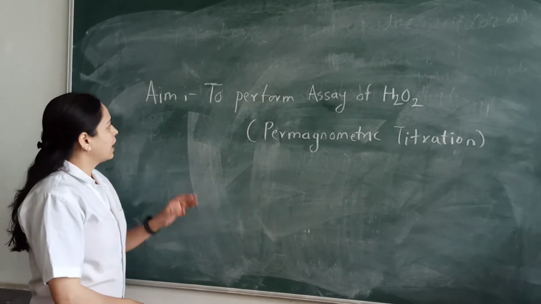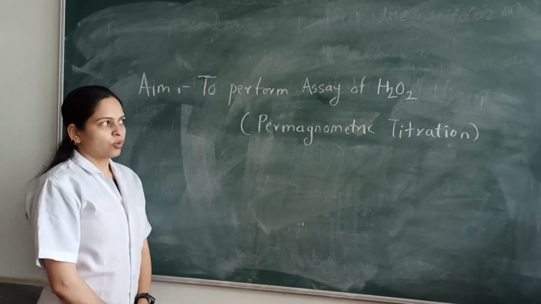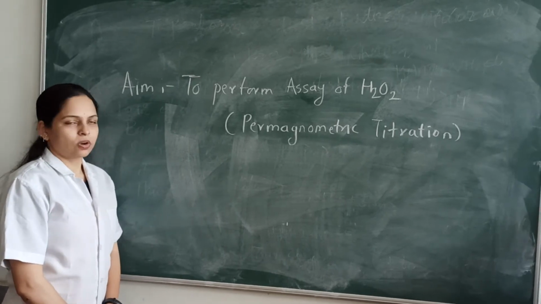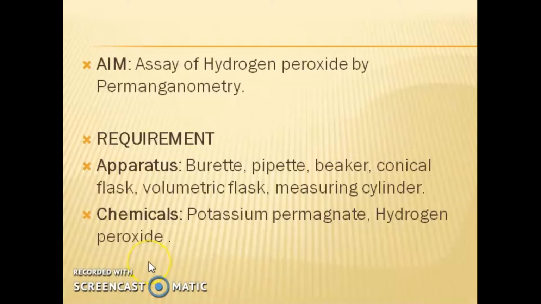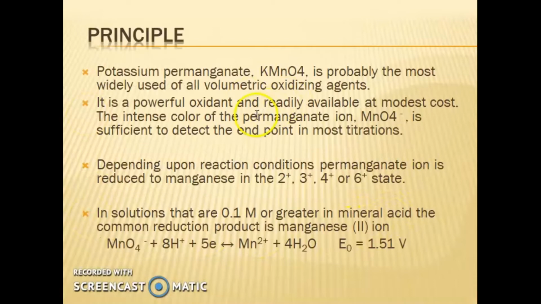Hello students, the aim of today's practical is to perform the assay of hydrogen peroxide by permanganometric titration. Now we will see the requirements for today's practical. Apparatus required are burette, pipette, beaker, conical flask, volumetric flask, and measuring cylinder. Chemicals required are potassium permanganate and hydrogen peroxide. Now we will see the principle involved in the assay of hydrogen peroxide.